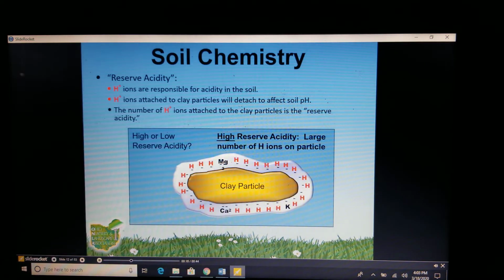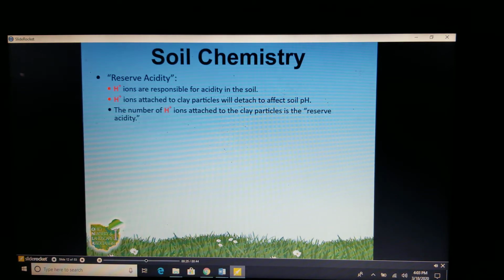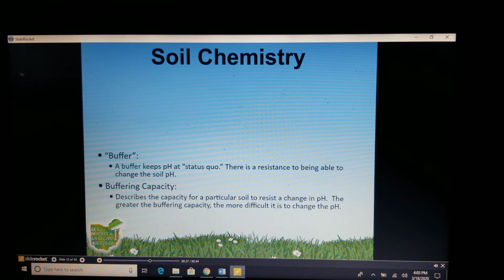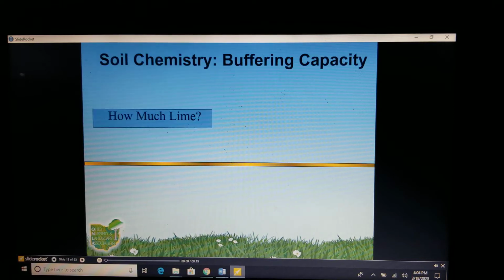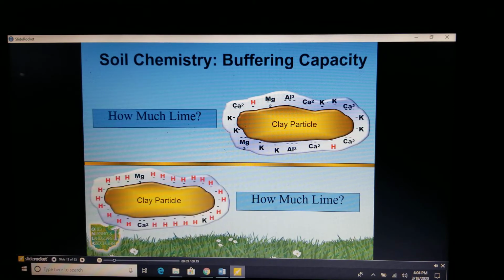Would soil with clay particles that look like this have a high or low reserve acidity? It would have a high reserve acidity due to the high amount of hydrogen. A buffer resists a change in pH, and a high buffering capacity means a high ability to resist a change in pH. A soil with a high reserve acidity also has a high buffering capacity. All of the hydrogen ions held in reserve on the clay particle means it takes more lime to change the soil pH. These two soils illustrate buffering capacity.